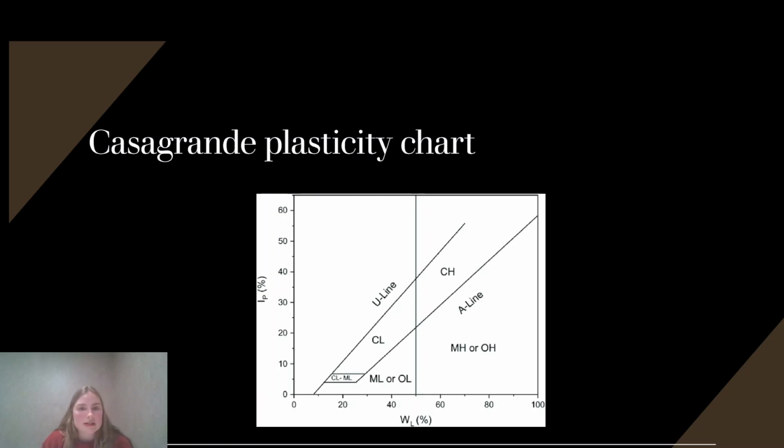So this is the plasticity chart. Along the x-axis is your liquid limit, and along the y-axis is your plasticity index. So you just go along to find liquid limit and then up to find your plasticity index, and then it'll sit somewhere within either above the U line, below the A line, or between, and that shows you what type of soil you have.